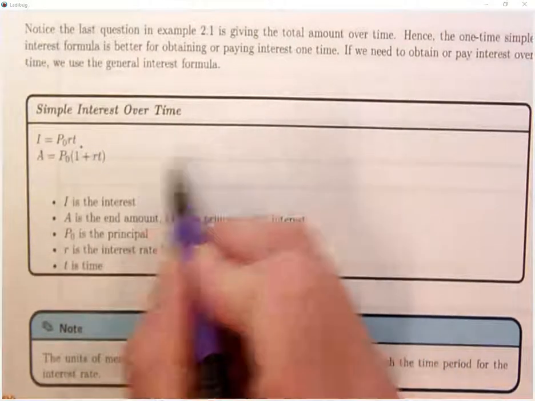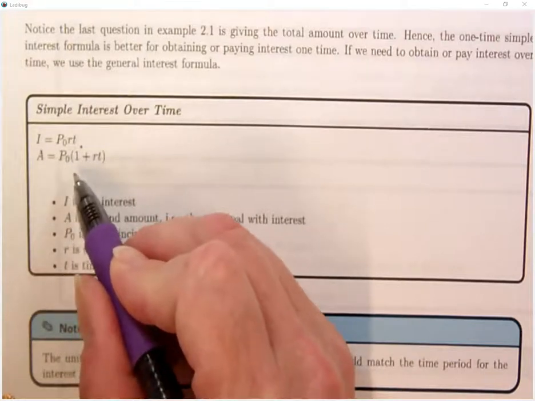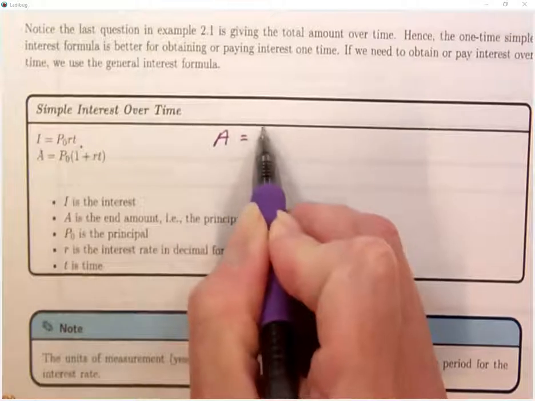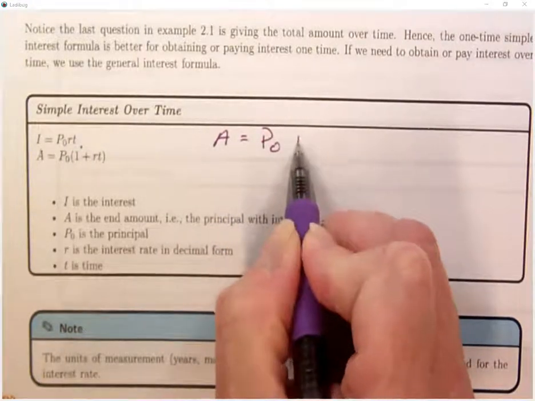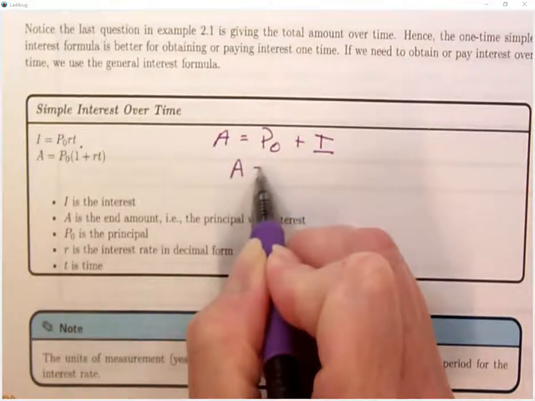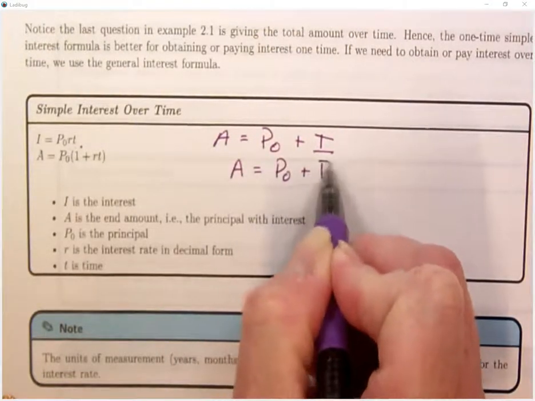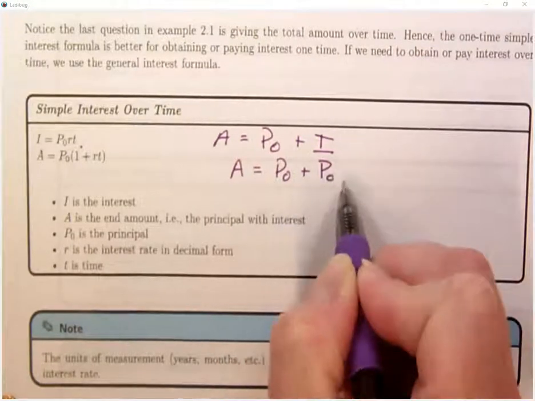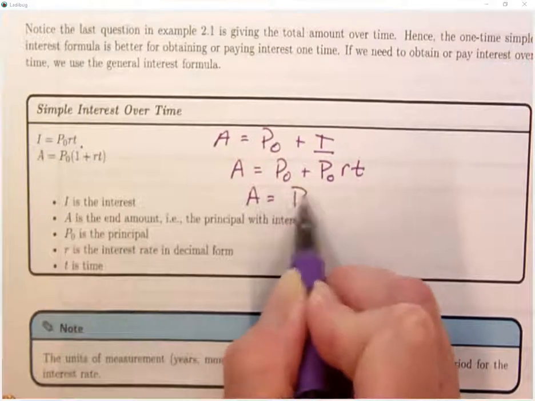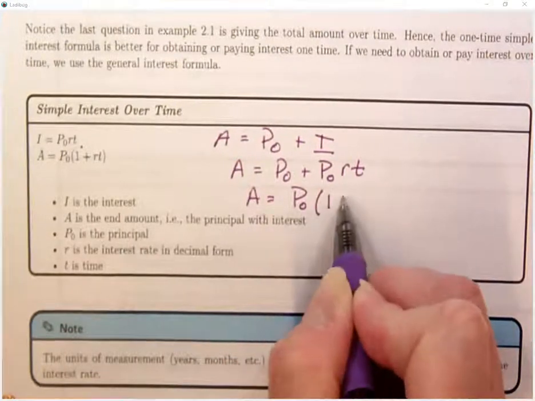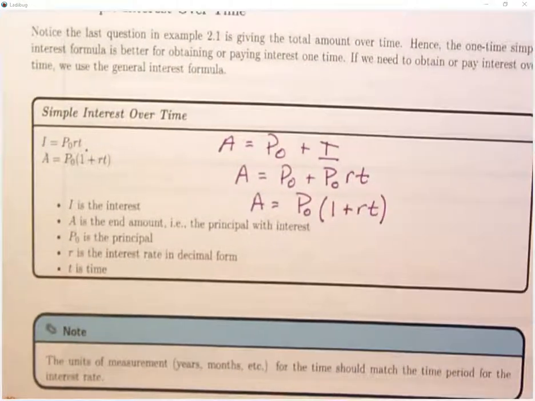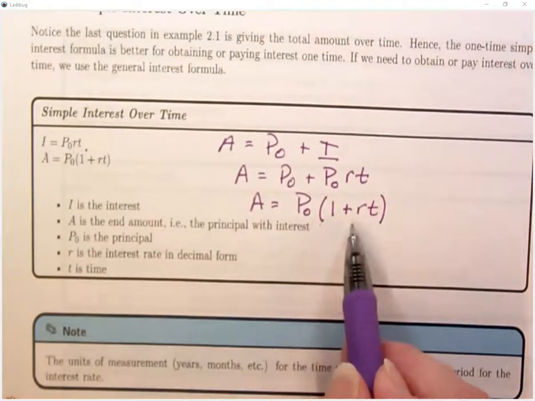And again, this is the factored form, and what the breakdown is, we have A equals P sub 0, the principal plus the interest. And interest could be written as P sub 0 RT. You could factor out the P sub 0 and just write it like this. Amount equals principal times quantity, 1 plus RT.